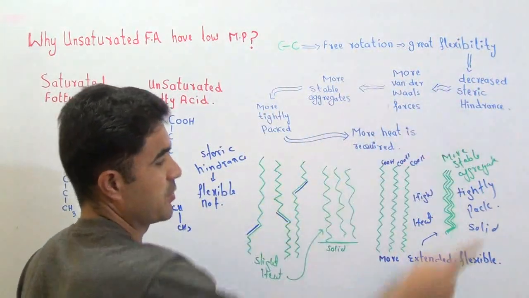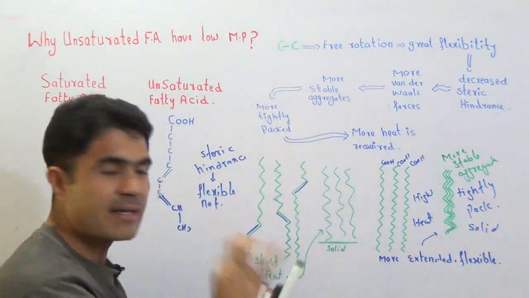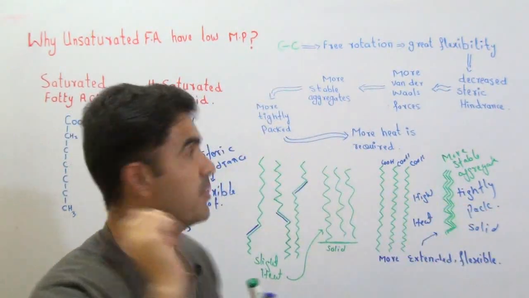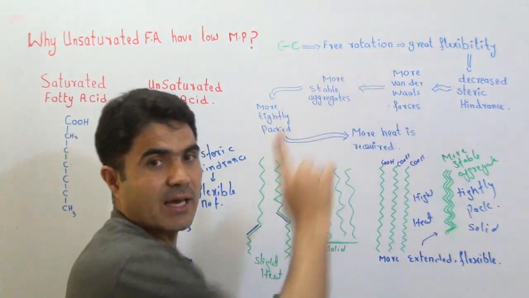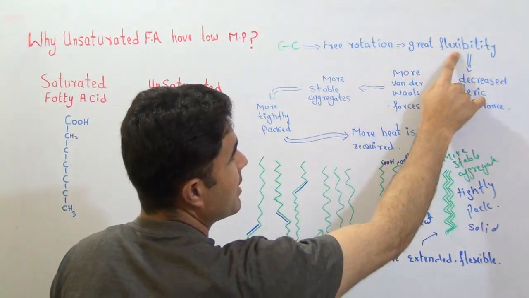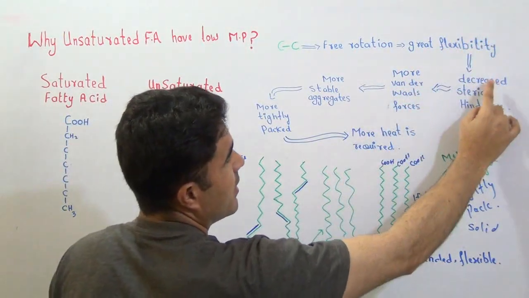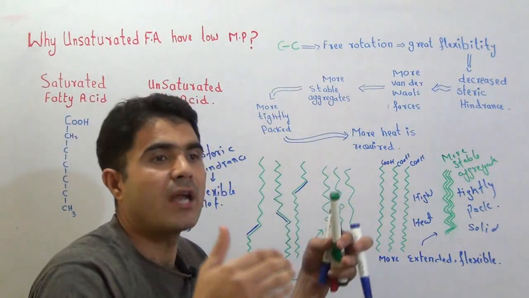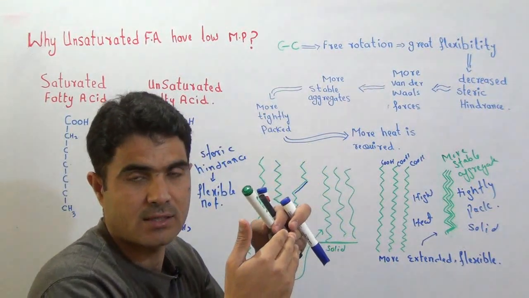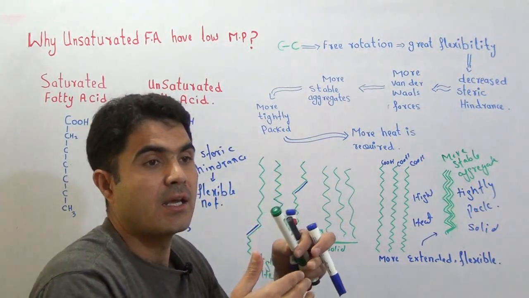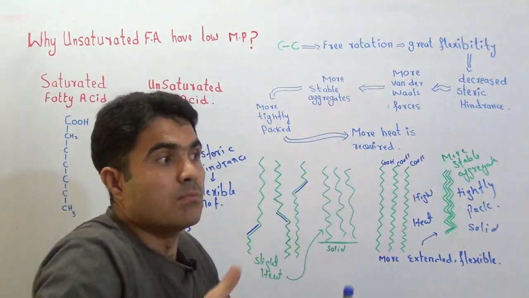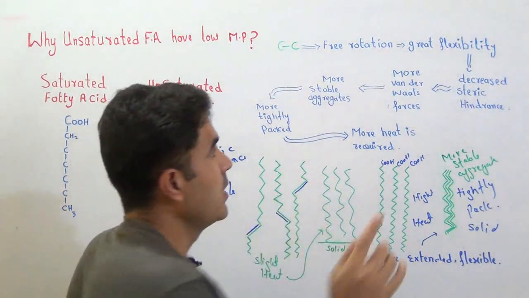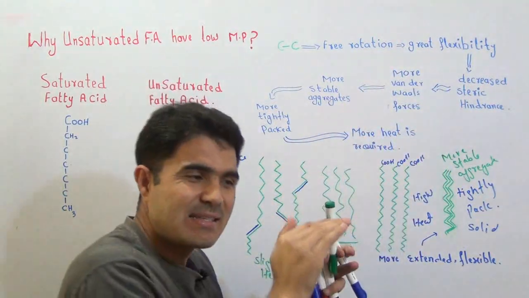Here is the point for the saturated fatty acid. Now you can write the whole idea in a notebook. C-C means if there is a single bond between the carbons, all single bonds between the carbons, what will happen? There will be free rotation, as I already discussed. Because of the free rotation, the molecule will become flexible, and because of the flexible molecule, there will be decreased steric hindrance. What is steric hindrance? The ability of more and more atoms to come close together and to interact with each other. This is called less steric hindrance. And if the molecules or atoms cannot come closer, we say there is more steric hindrance. Steric hindrance actually resists the atoms coming close together. So in the flexible molecule, the steric hindrance is decreased.